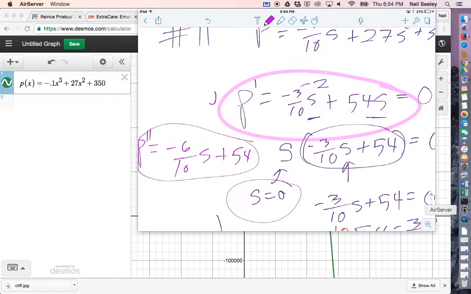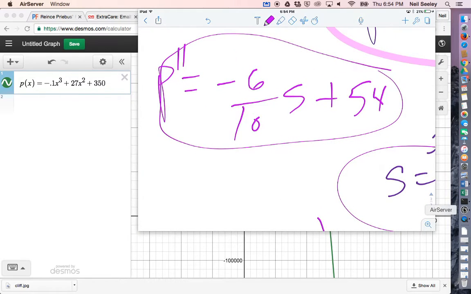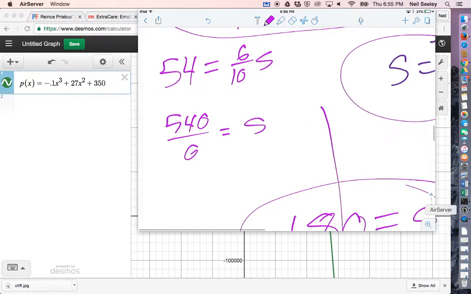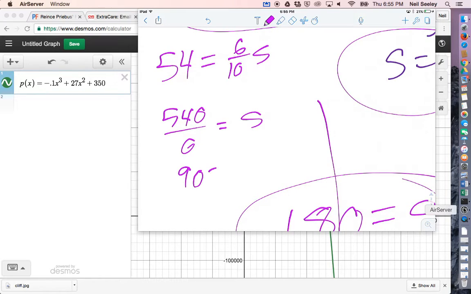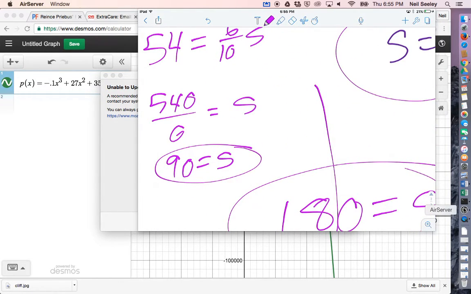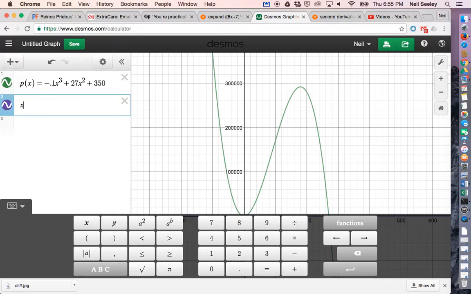That's it. Where that's equal to 0 is a pretty easy problem to solve. I said equal to 0, add 6/10 s to both sides. 54 equals 6/10 s. Multiply by the reciprocal on both sides, which is 10/6, and you get 540 over 6 equals s, and 540 divided by 6 is 90, so s equals 90. That means our inflection point, where the second derivative is equal to 0, is at 90. We will see in our graph an inflection point, which we do. A change in concavity happens at x equals 90, and I'll just graph x equals 90 so you can see that right there.